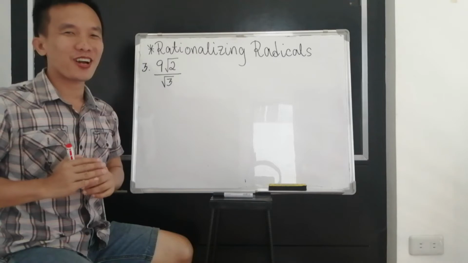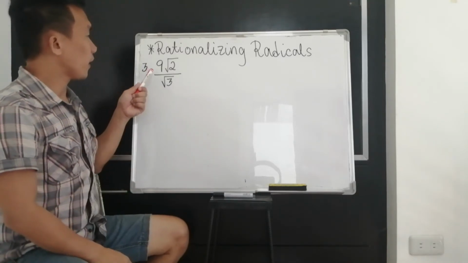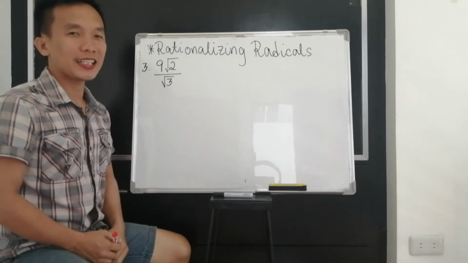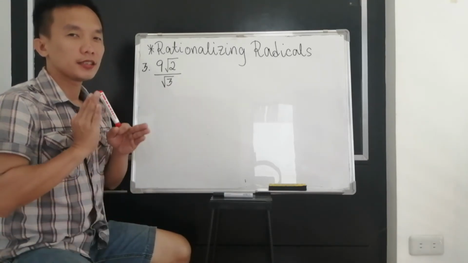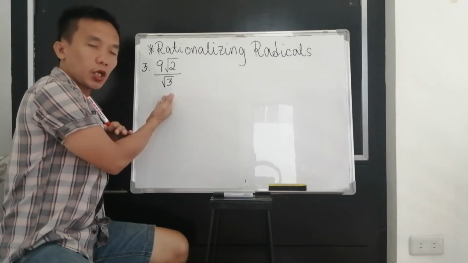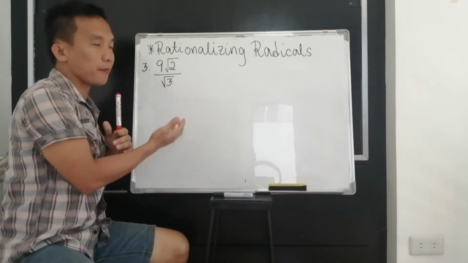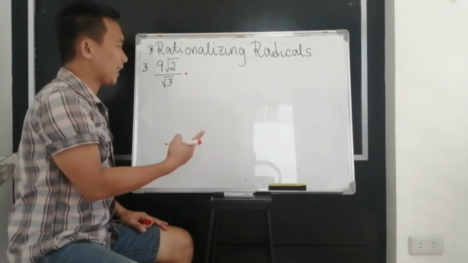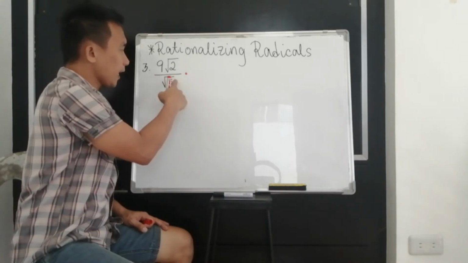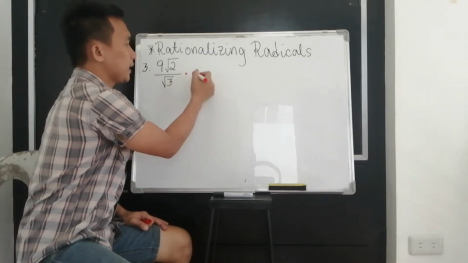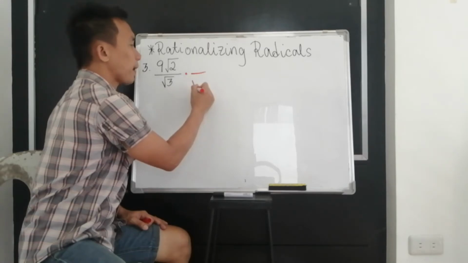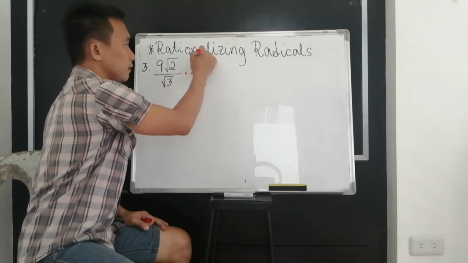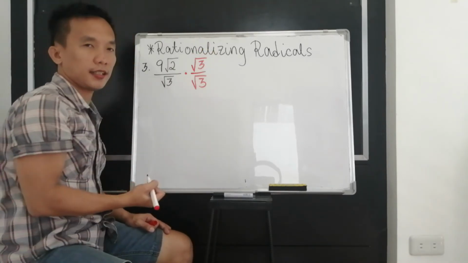So let's have our third example. We have 9 multiplied by square root of 2 divided by square root of 3. Again, our focus is only on our denominator. So we are going to multiply just what we did earlier. Our index and our exponent must be the same. So we will multiply another square root of 3 and also square root of 3.